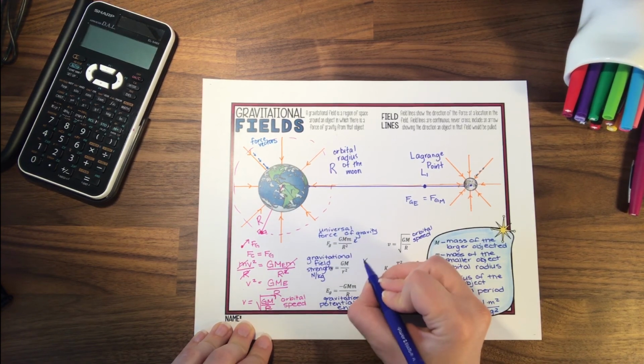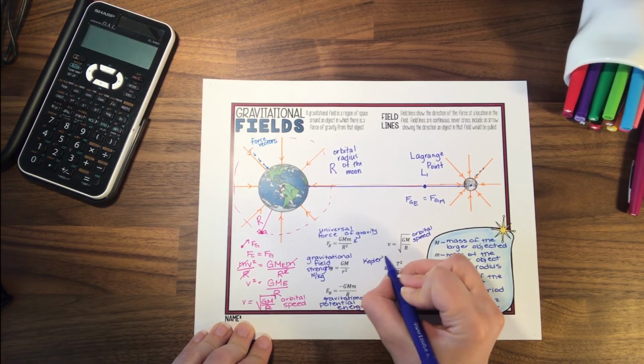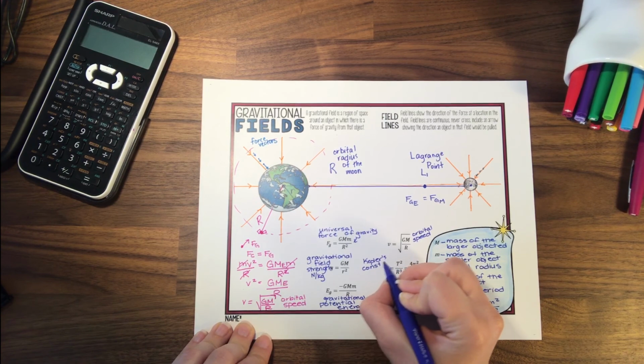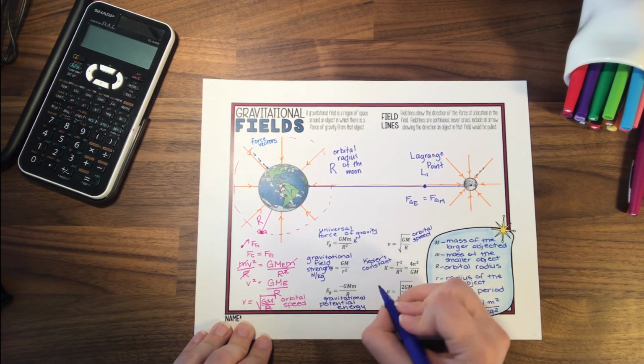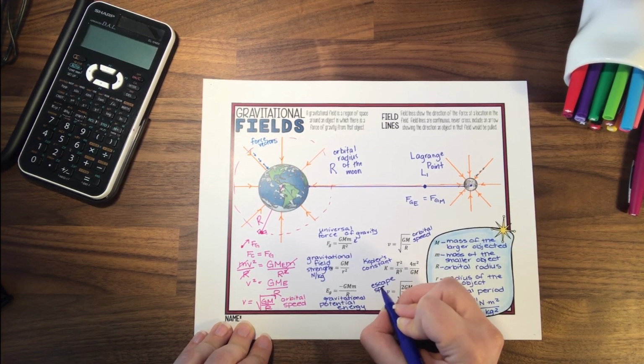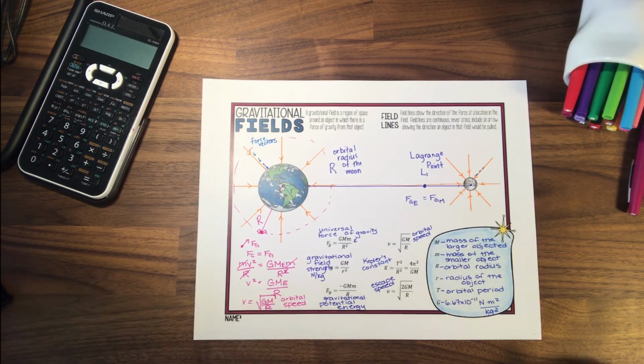This one we're going to learn about soon. It's called Kepler's constant. I thought it'd be nice to have all your equations in one spot. And then finally, this last one here is for escape speed. And that is different from orbital speed. And we'll see that in a little bit.